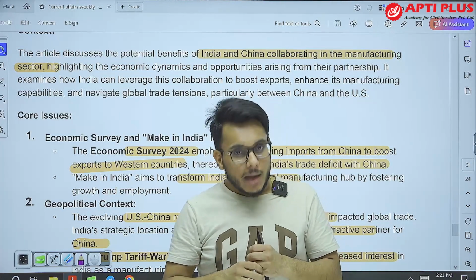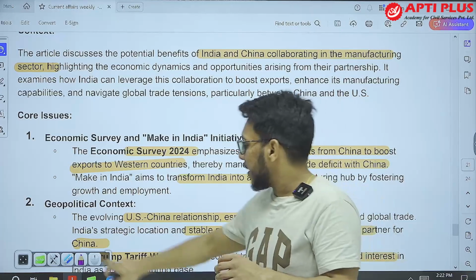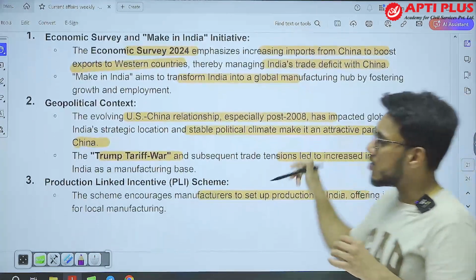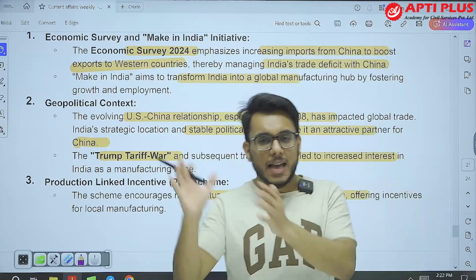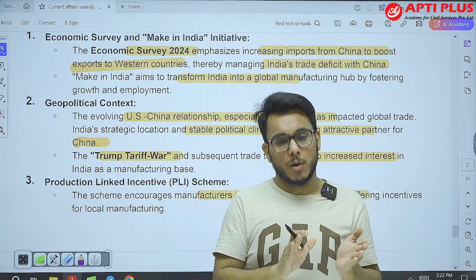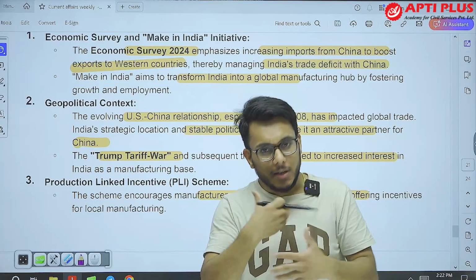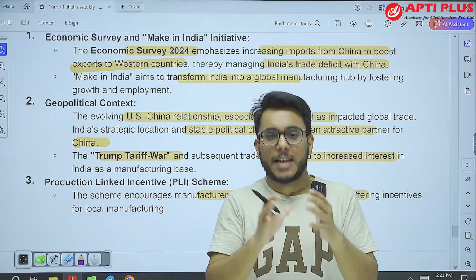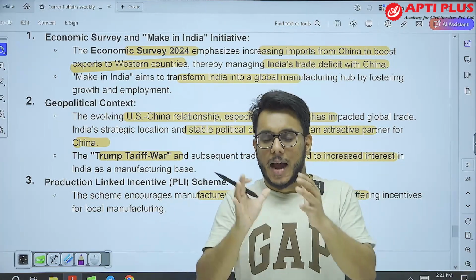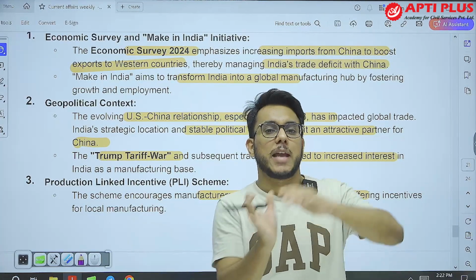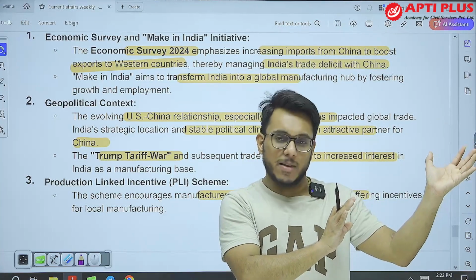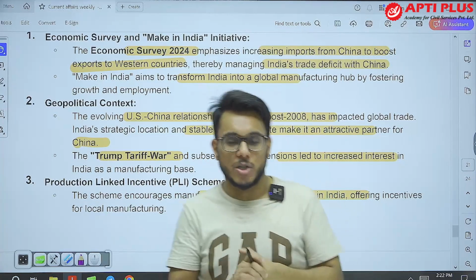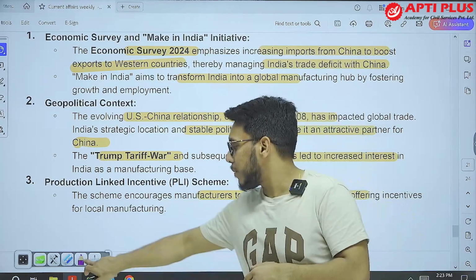Now, what can be done? India and China can come together. So basically, India can import certain components from China, finish and process them, and then the final finished processed goods can be exported to the Western countries. And in between, it will be a win-win position for India.